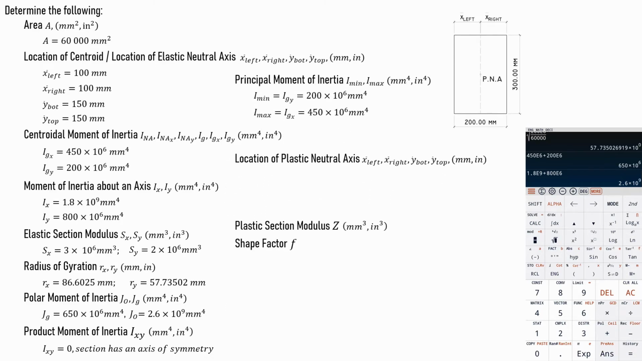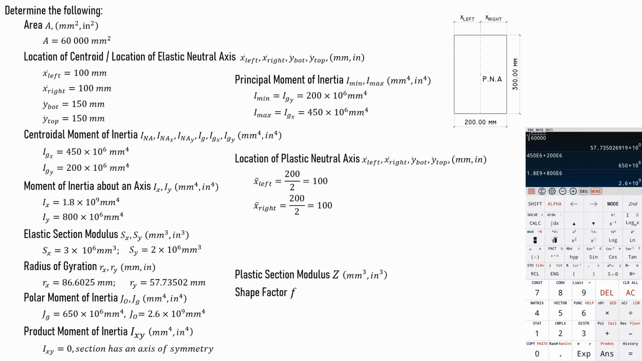Next naman yung sa location ng plastic neutral axis. So dahil symmetrical sila, so madaling isolve, tapos rectangular pa. So hatiin lang ulit natin sa gitna. So x bar left, so kalahati ulit. So 100, x bar right ay 100 din. So pag hinati natin sa gitna, yung right at saka left, tulad ng area. Tapos yung top and bottom, pag hinati mo ulit sa gitna, so tulad lang ulit sila ng area. So gitna lang din yung mga sagot natin dito. Y bar top 150, y bar bot ay 150 rin.